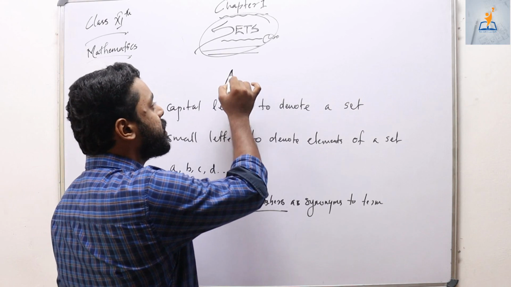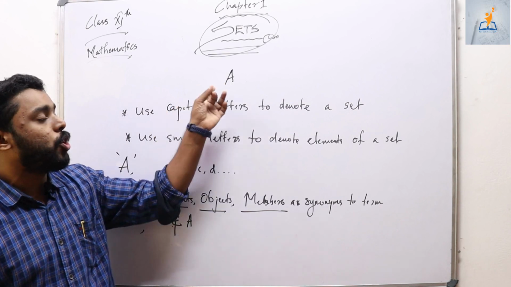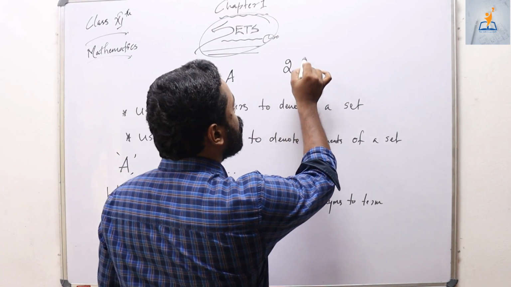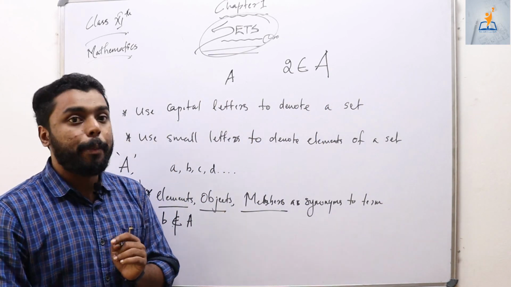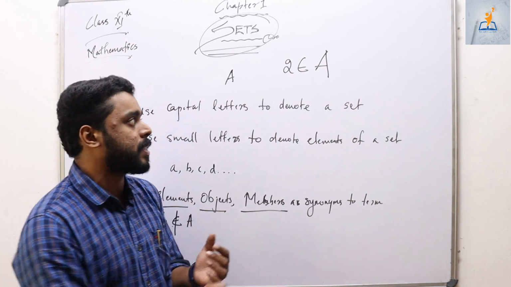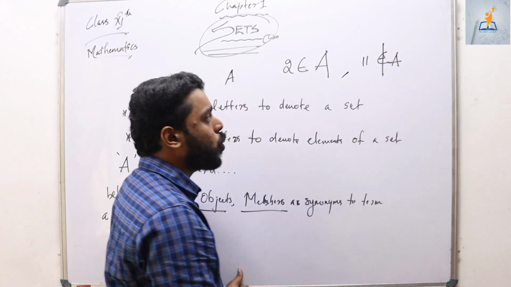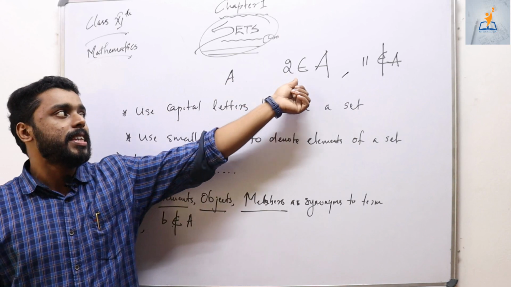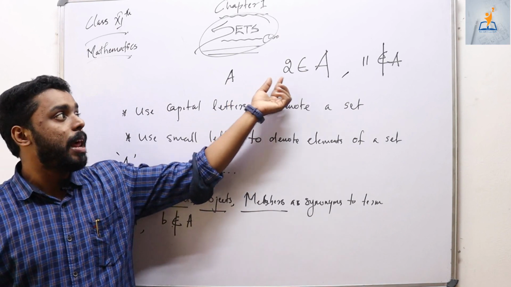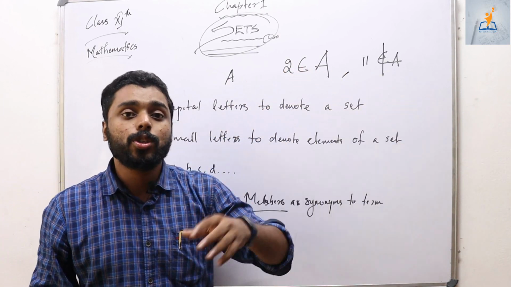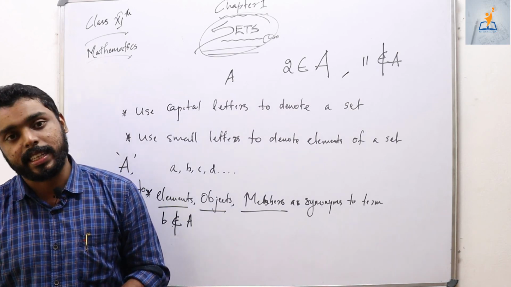Suppose that A is the set of all first 10 natural numbers, then of course 2 is an element of this set. Then we can denote it as 2 belongs to capital A. Now 11 is not an element of capital A, since A is the set of all first 10 natural numbers. Then we can denote it as 11 does not belong to capital A. So this is it. We can use this symbol to denote the elements in a set, whereas this symbol to denote those numbers or those objects which are not in a particular set.